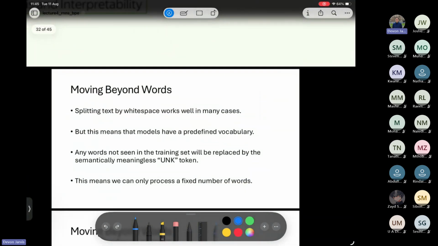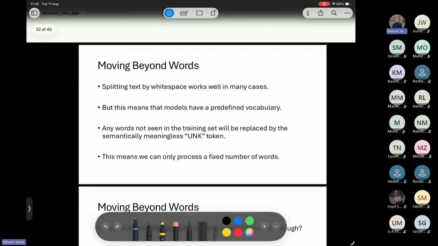Okay, any questions about that last little interpretability bit? We will come back to interpretability a lot as we go. No? Okay, last thing for today.